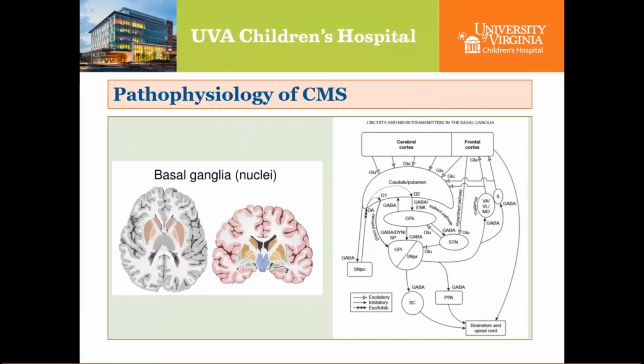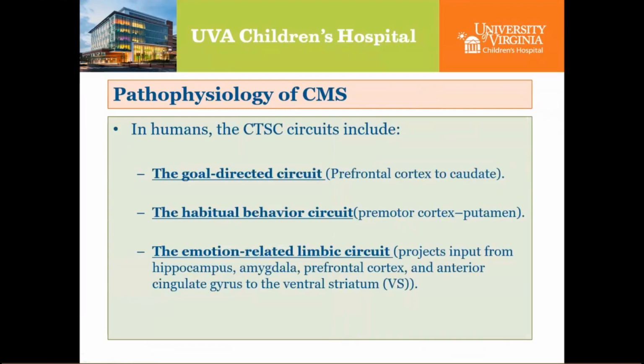So with these circuits in humans, we have three main ones. We have the goal-directed circuit that involves the prefrontal cortex and the caudate. We have the habitual behavior circuit that involves the premotor cortex and the putamen. And we have the emotion-related limbic circuit that projects input from the hippocampus, amygdala, prefrontal cortex, and anterior cingulate gyrus to the ventral striatum. And as you might imagine, these are the structures that the researchers focused on in trying to decide what may be contributing to the pathophysiology of complex motor stereotypies.